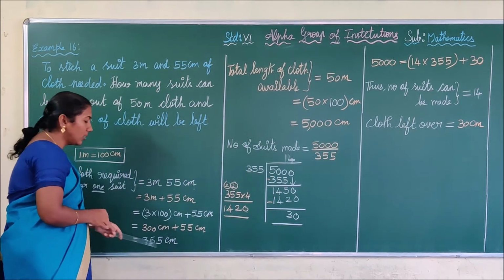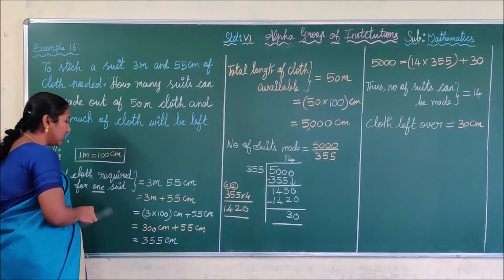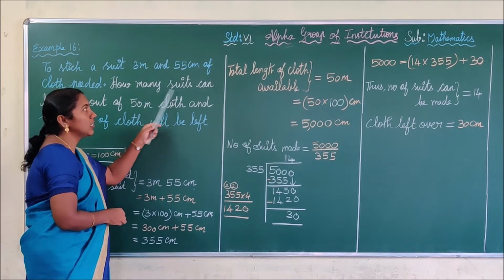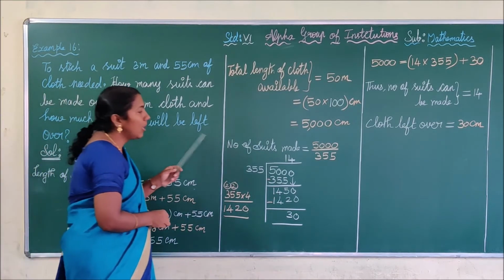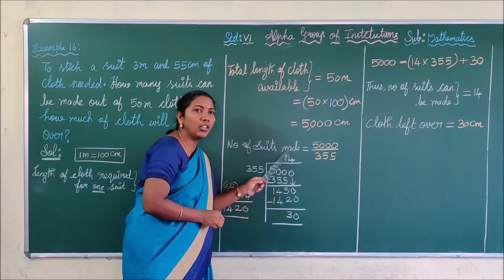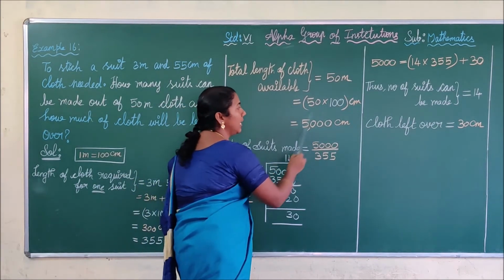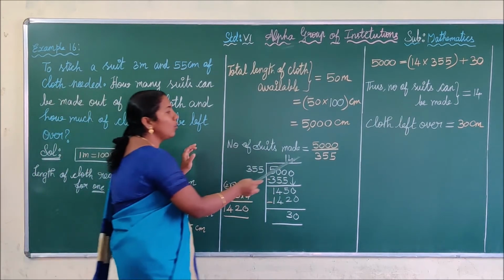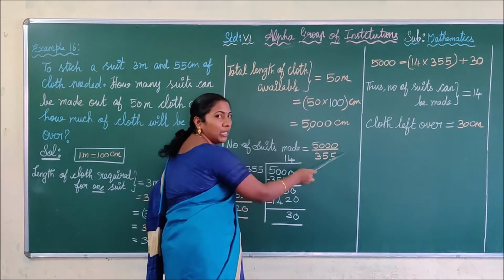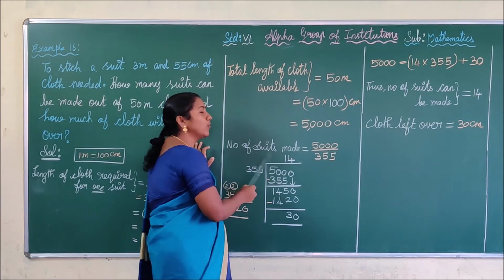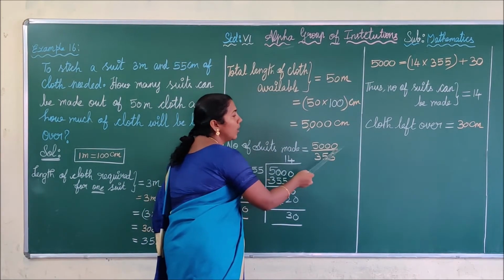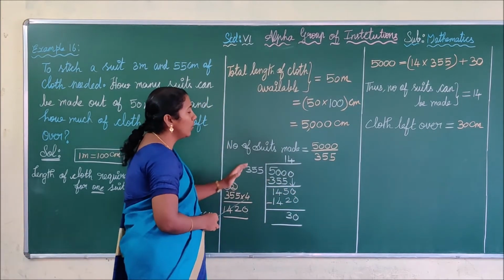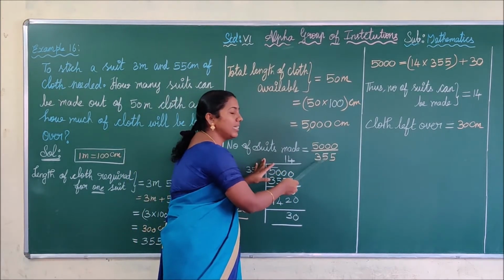And the length of the cloth required to stitch one suit is 355 centimeter. The question is, how many such suits can be made? In order to find the number of suits made, you have to divide the total length by 355. Okay. Here there is no need to write the units because here we are getting the number of suits. So you have to write the number only, values only. Okay. Now we are going to divide 5000 by 355.